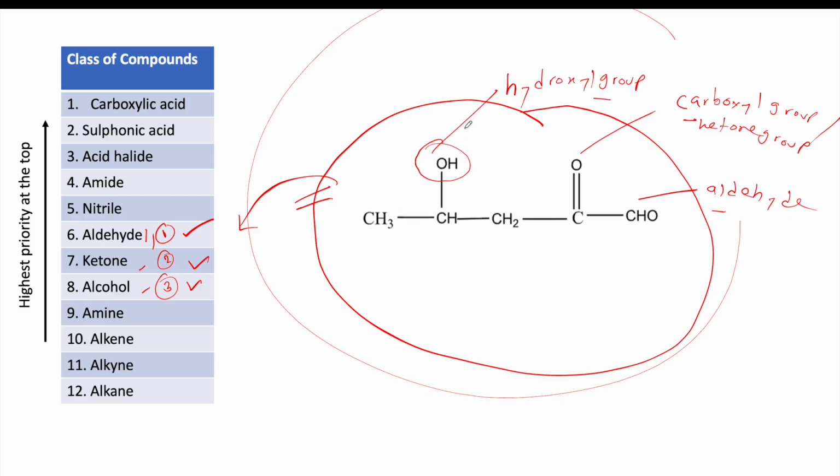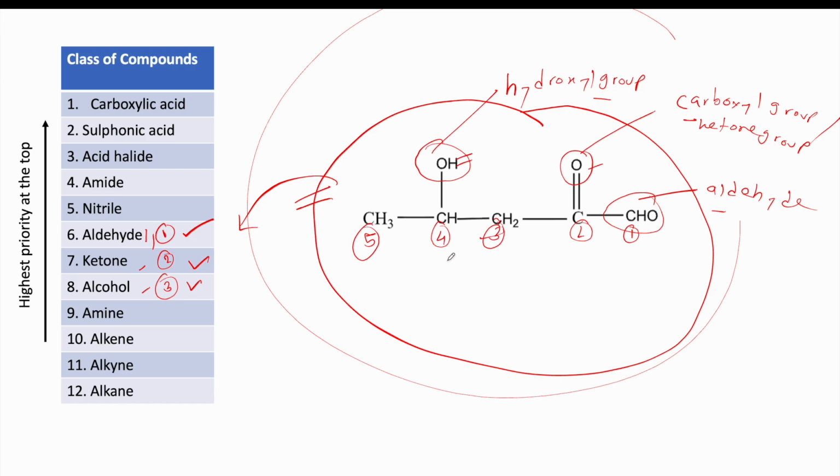At the same time, this OH group becomes a substituent group, and this double bonded O, this ketone group, also becomes a substituent group. So let's name this compound. Remember that the CHO carbon is always numbered 1. This carbon will be numbered 2. This carbon will be numbered 3. This carbon will be numbered 4, and this carbon is going to be numbered 5.